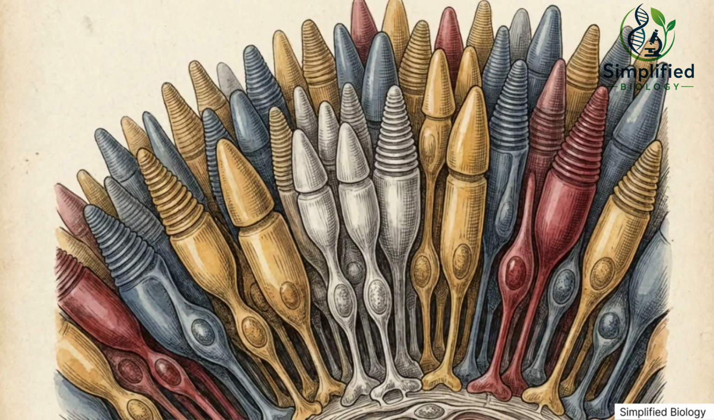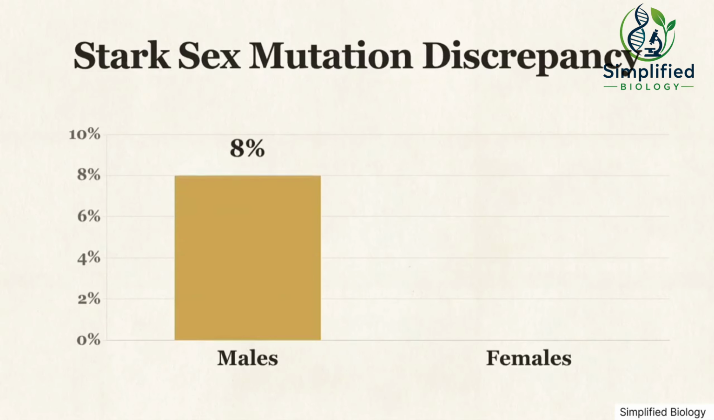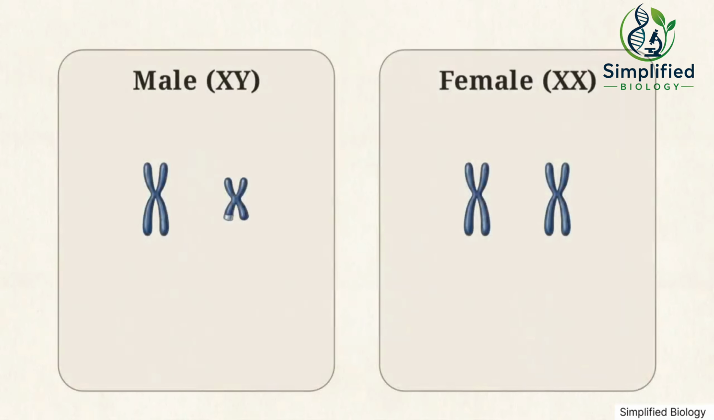Take colorblindness. It's a recessive disorder that damages the red or green cones in the eye, making it difficult to distinguish between those colors. This chart reveals a stark statistical discrepancy. This mutation affects roughly 8% of males, but only 0.4% of females. This severe imbalance happens because the mutated gene responsible for the defect is located exclusively on the X chromosome.